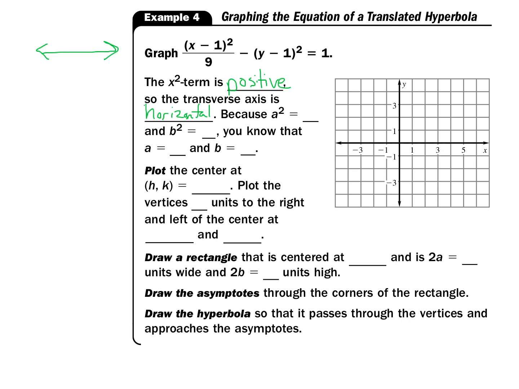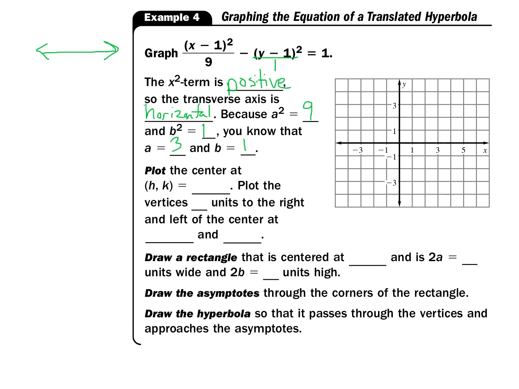And a squared, remember the a squared term always comes first in a hyperbola. Okay, so the a squared term is 9. Okay, and the b squared term is 1. Well, you might ask, why do we know that the b squared term is 1? Because underneath the y squared term, we don't have a denominator, so the assumed denominator is 1. So because a squared is equal to 9, that means that a is equal to 3. And because b squared equals 1, b equals 1. Take the square root of both sides.